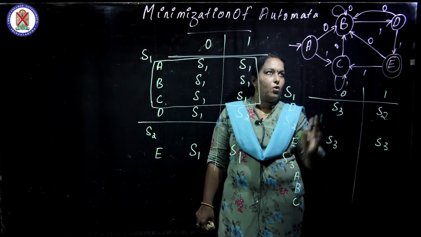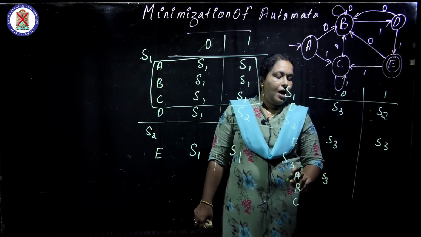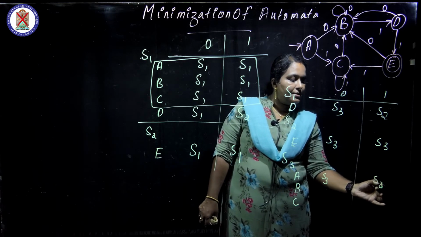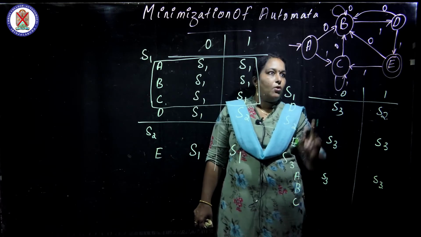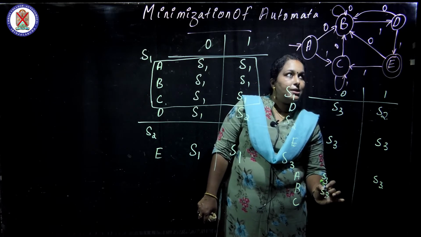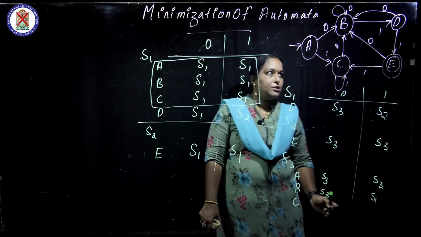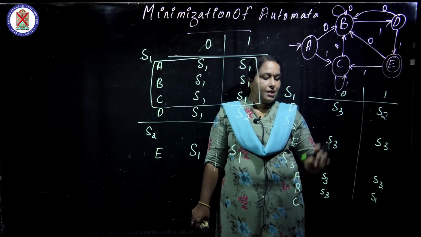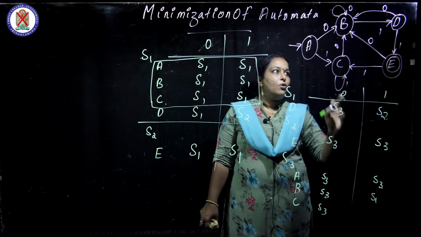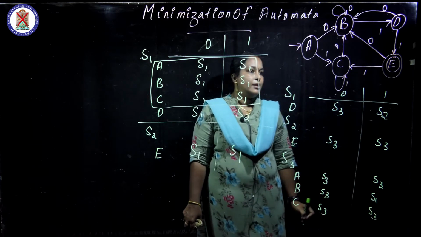Next, A on 0 goes to B, that is in the set S3 itself, and A on 1 goes to C, that is in the set S3. B on 0 goes to B itself, that is in the set S3. B on 1 goes to D, that is in the set S1. Now next look into this. C on 0 goes to B, that is in the set S3, and C on 1 goes to C itself, that is in the set S3.